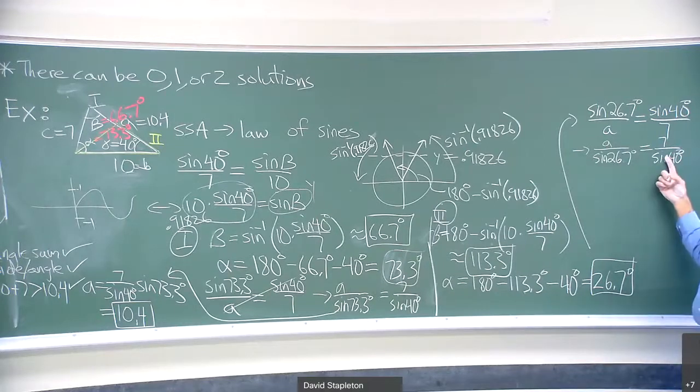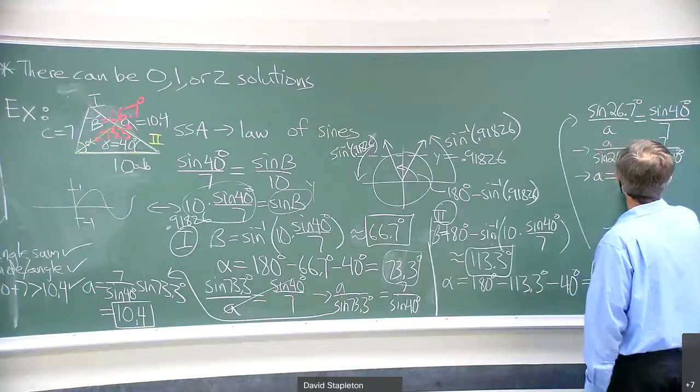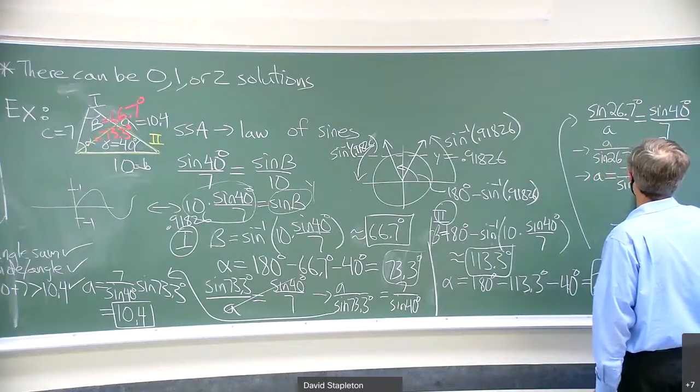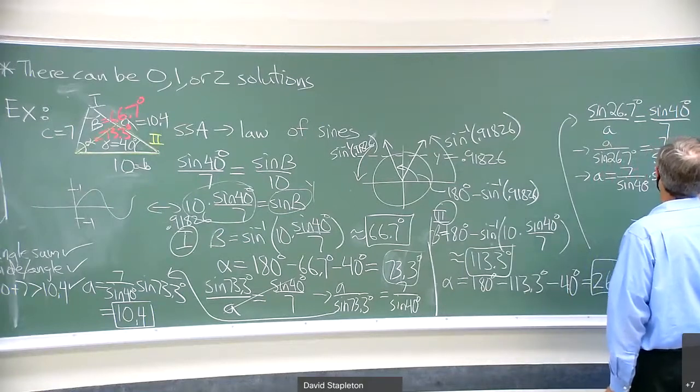Fortunately, for this one, you don't have to be wise, you only have to be intelligent, right? There's a difference, right? Wisdom, you actually have to apply knowledge. A equals 7 over sine 40 degrees times sine 26.7.